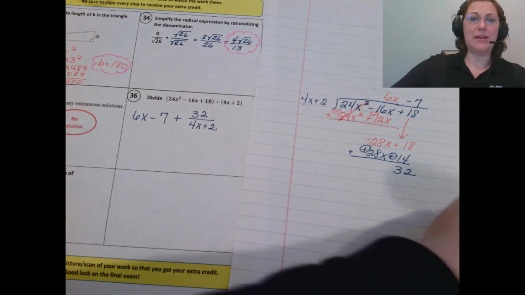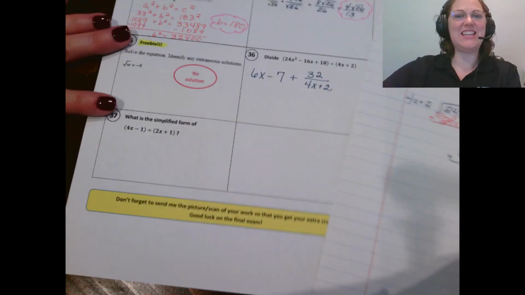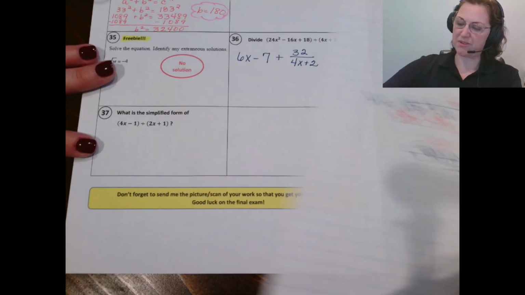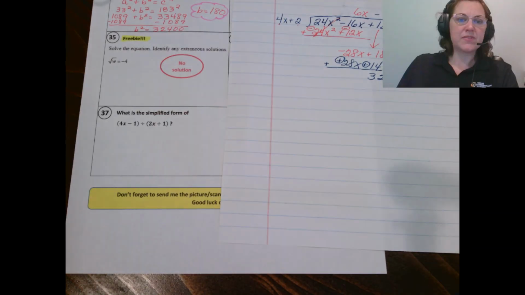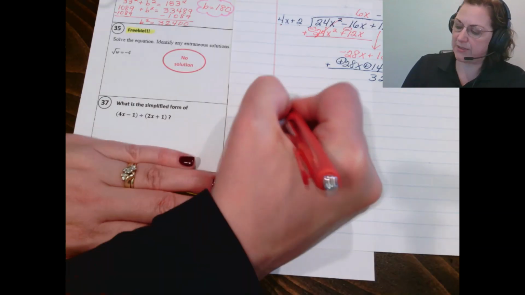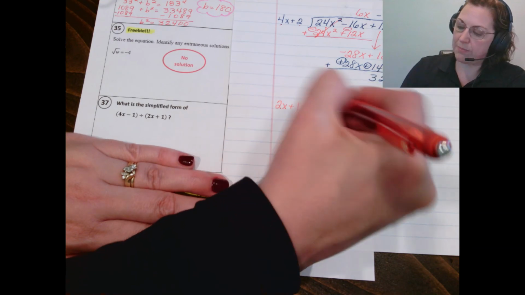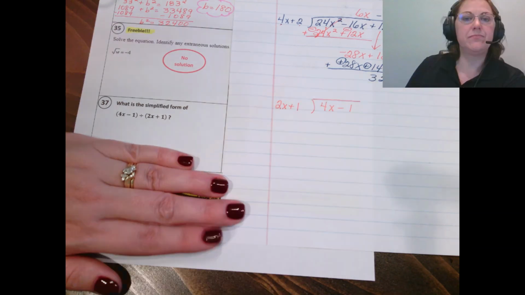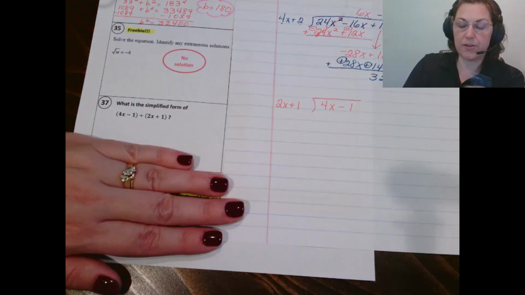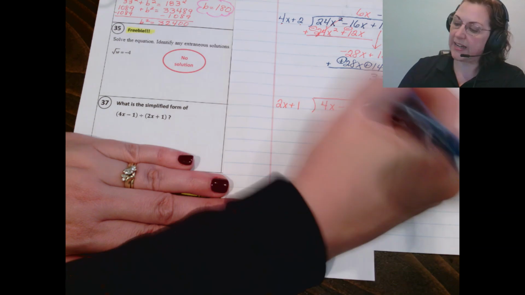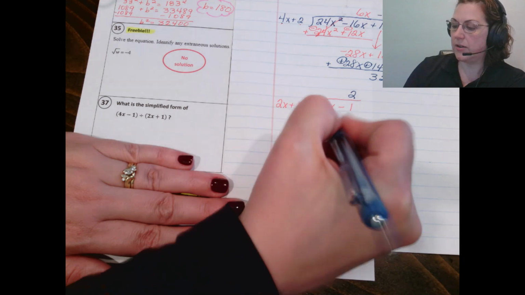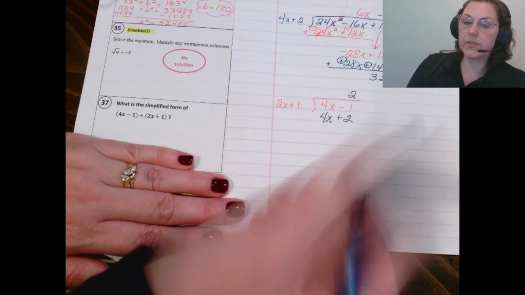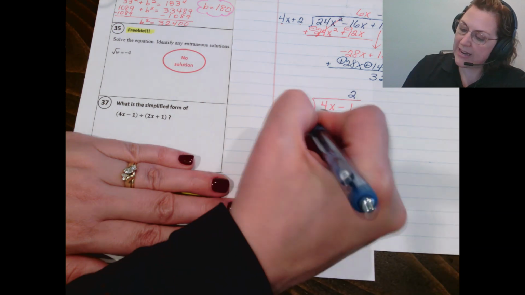All right, one more to go. We got number 37 here. And again, it's another division problem. So I'm going to keep this extra piece of paper over here for us to work with. Just don't want to run out of room. So now I'm going to put the 2x plus 1 outside the house and the 4x minus 1 under the house. And let's ask ourselves, what times 2x would give me 4x? That's 2. Let's multiply. 2 times 2x is 4x. 2 times 1 is 2. Remember, in algebra, it's easier to add and change the signs.